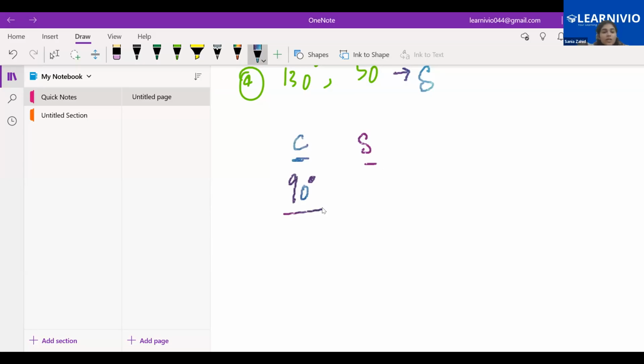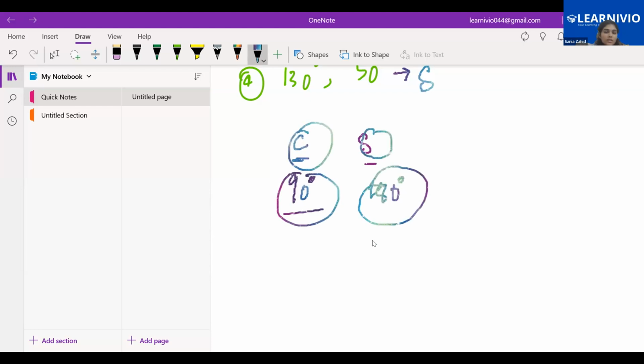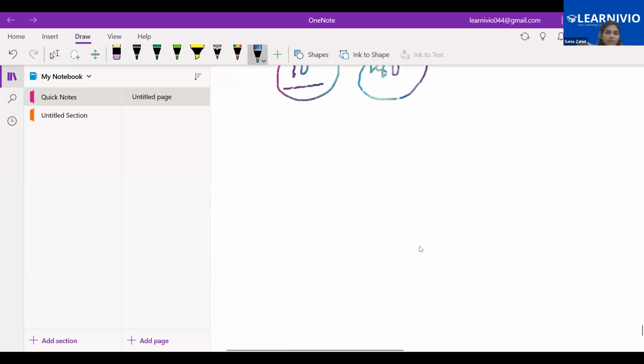So always remember, if you ever get confused about which is which, C comes before S and 90 also comes before 180. That means complementary is 90° and supplementary is 180°. C is smaller, similarly 90 is smaller; S is bigger, similarly 180 is bigger. Will you remember it this way? Yes, ma'am. Okay, very nice.